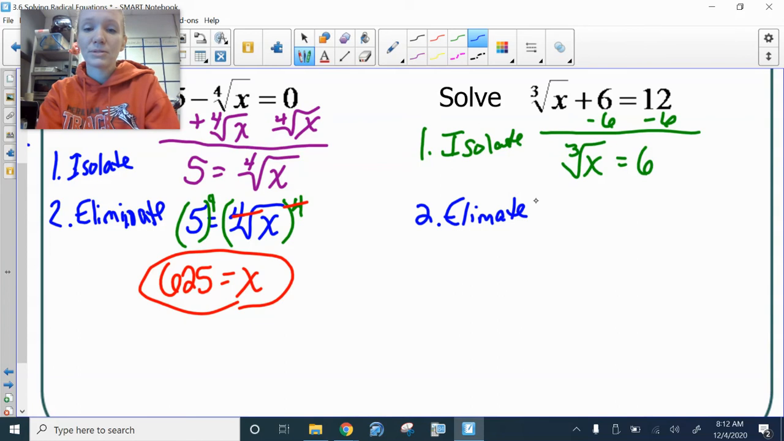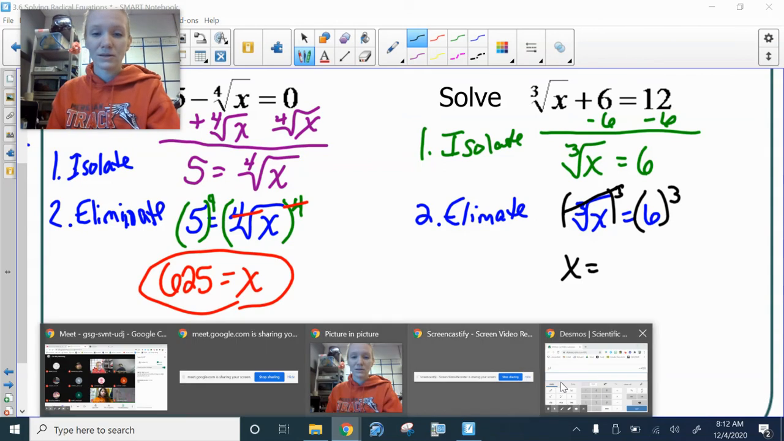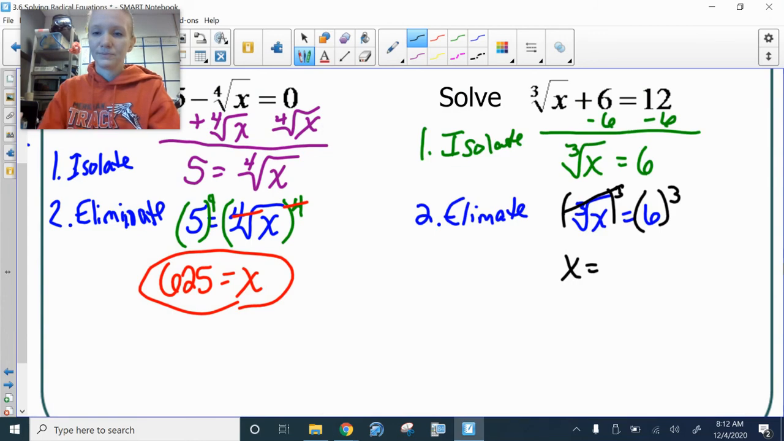Step 2, I need to eliminate. That's really the big steps. That's the whole idea behind this. So if I have my cube root of x equals 6, then I'm going to raise both sides to the 3rd power. That way the cube root and the 3rd power, the exponent, cancel each other out, and I just have to figure out what 6 to the 3rd power is. So if I do 6 AB raised to the 3rd power, boom, there's my answer, 216.